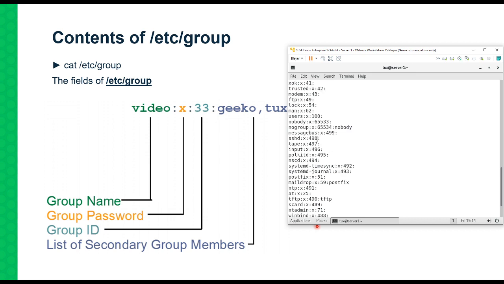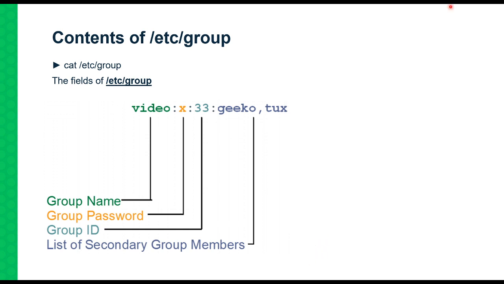Let's go search for the users. Here we go. So tux we know now is part of the users group, and here we can see that it's not listed as a secondary user, so it's not listed over here on the right hand side. Okay, let's quickly close our server and carry on with the next content.